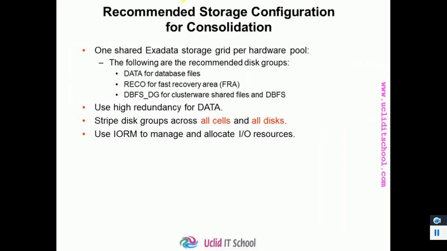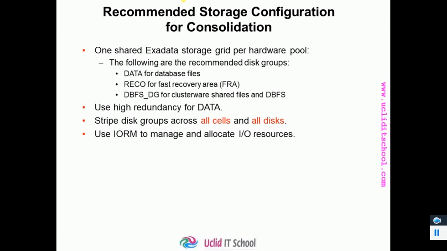Oracle recommends you to create 3 disk groups, right? Whatever may be the storage, how big it may be, all that you need to do is create 3 disk groups. One is data, second is reco. So for every database, you need just 2 disk groups. Data stores database files, reco stores recovery files. Then DBFS DG. In Exadata, there is a 3rd disk group created, which is called DBFS DG, which is used to implement something called DBFS, database file system.